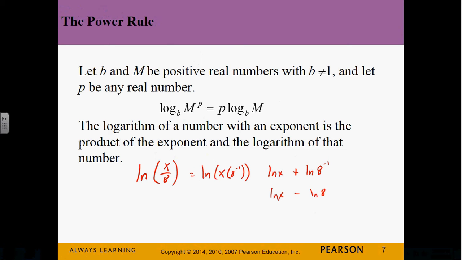How do you go from ln x over 8 to the second? From here to here? 1 over 8 is 8 to the negative first power. We just take it from the denominator, bring it to the numerator, and give it a negative exponent. So, it's just something you can do.